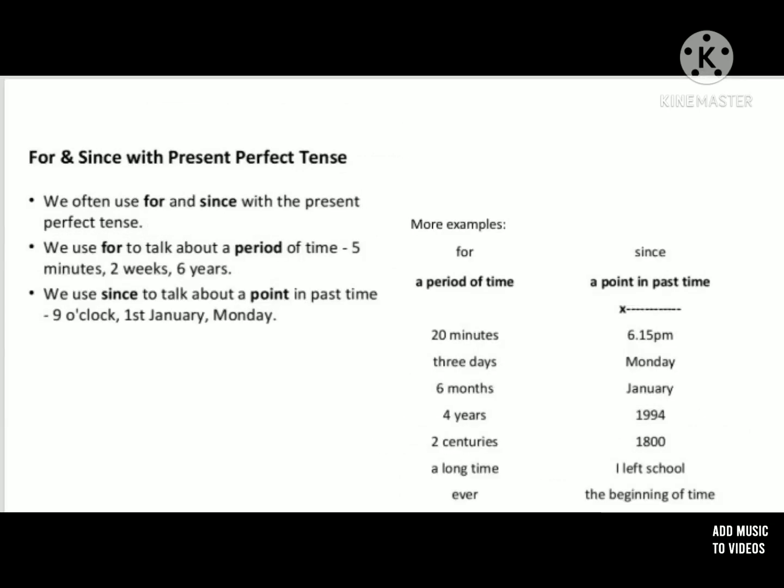Now let's have a better understanding on how to use for and since with present perfect tense. We often use for and since with the present perfect tense. We use for to talk about a period of time, that means duration or how long. For example, for 5 minutes, for 2 weeks, for 6 years. We use since to talk about a point in the past. For example, since 9 o'clock, since 1st January, since Monday. And also I have given you more examples that can be used with for and since.